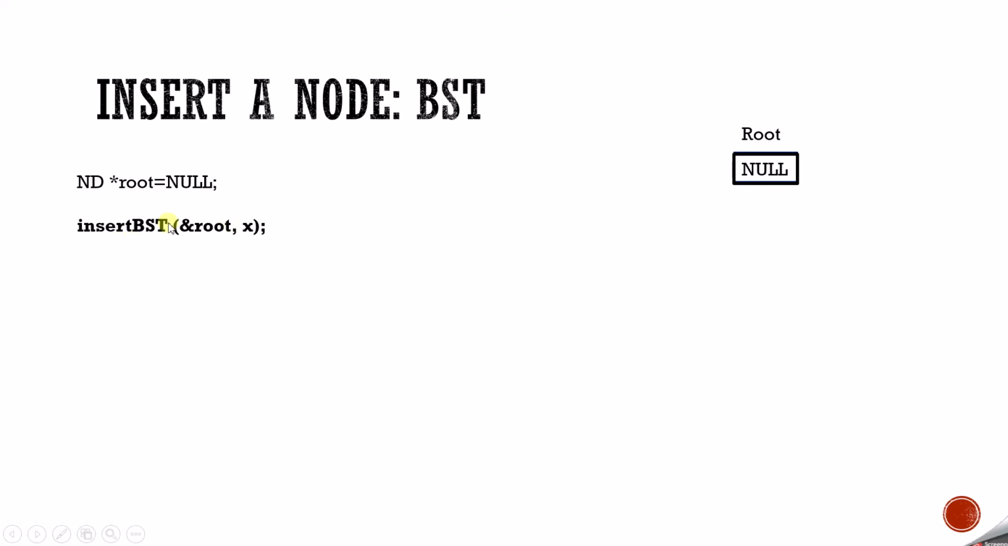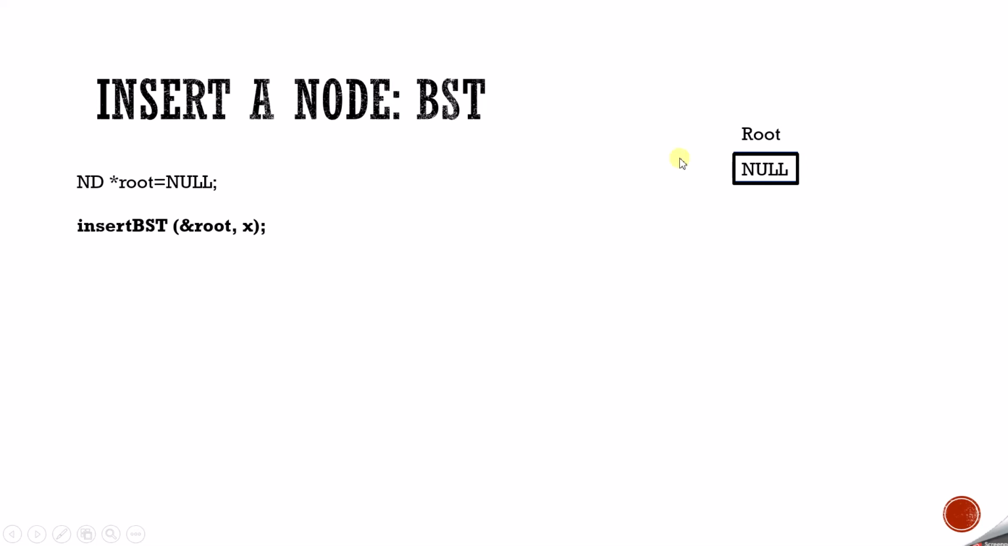I'll discuss it in the next slide. We're going to create our own function, insert BST, and pass two parameters. One is the address of the pointer holding the address of the first node, and the other is the value that I'd like to insert in that tree. Why am I sending the address? Because from the function itself I have to replace the value of the root pointer, since if it is the first node I am going to put it in from the function.